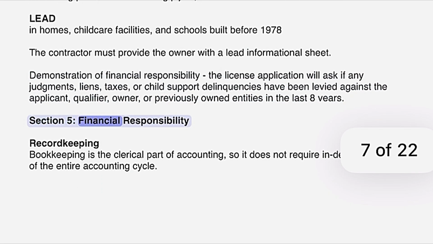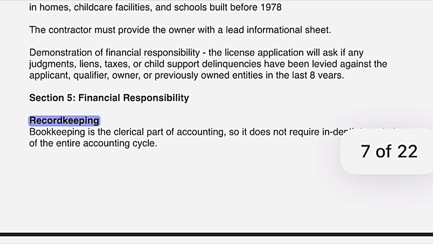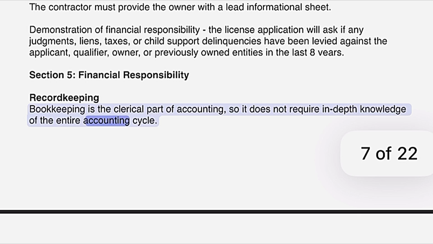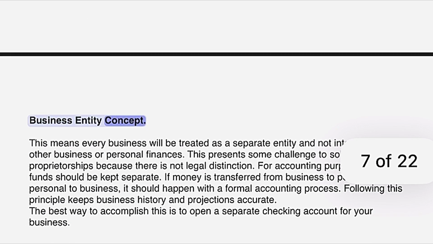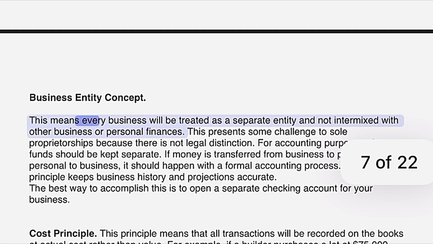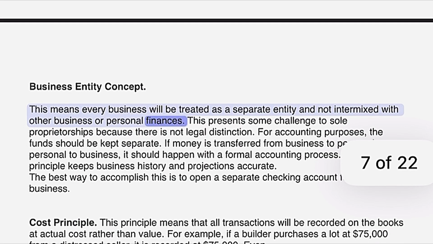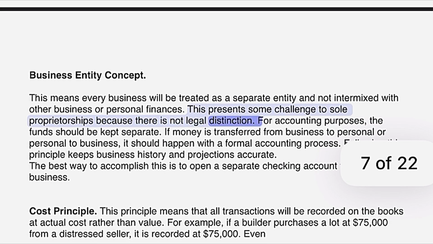Section 5, Financial Responsibility. Record keeping. Bookkeeping is the clerical part of accounting, so it does not require in-depth knowledge of the entire accounting cycle. Business entity concept. This means every business will be treated as a separate entity and not intermixed with other business or personal finances. This presents some challenge to sole proprietorships because there is no legal distinction.